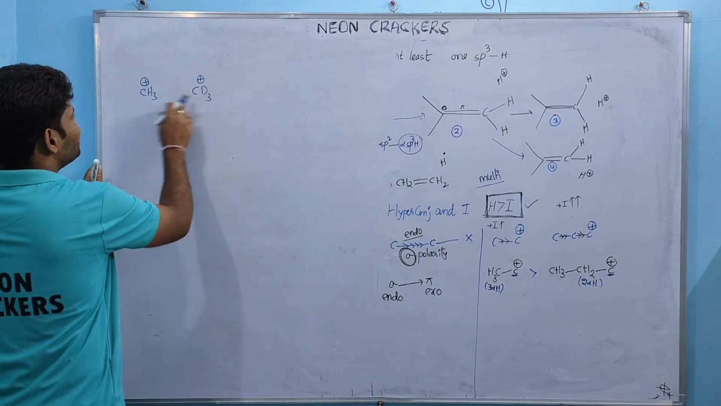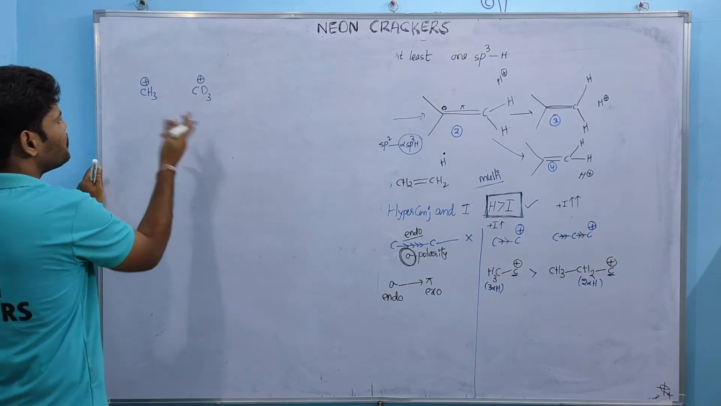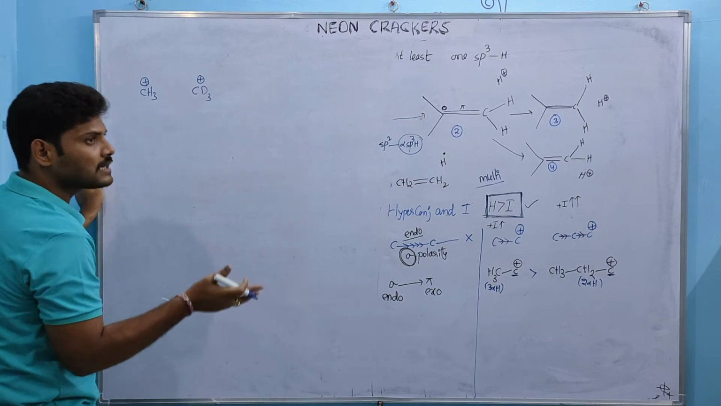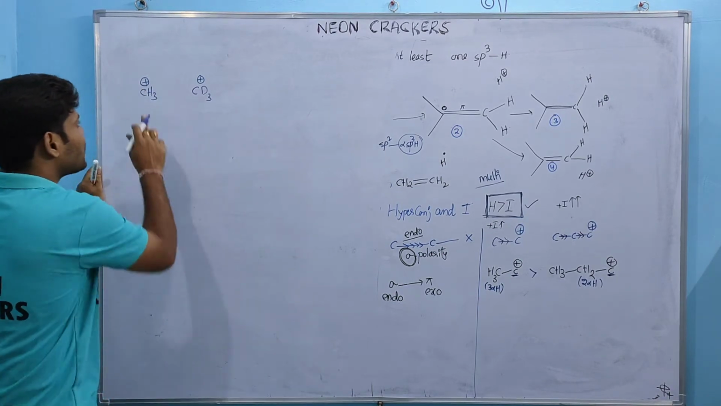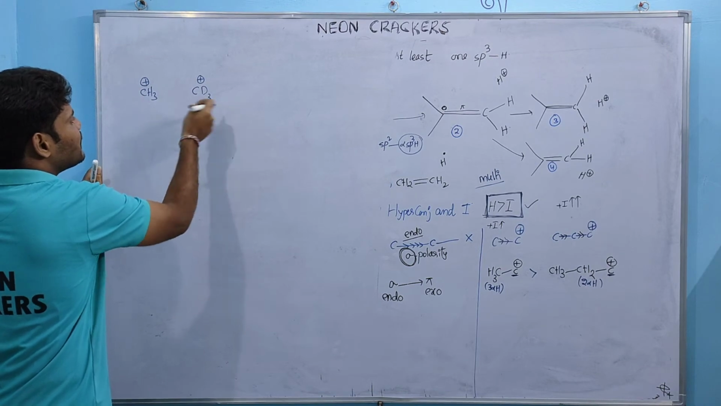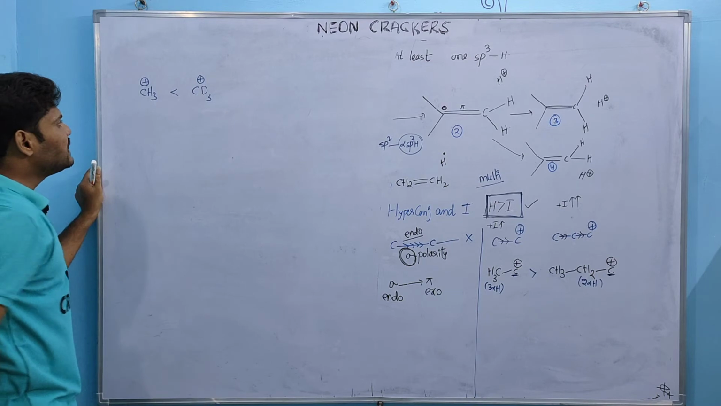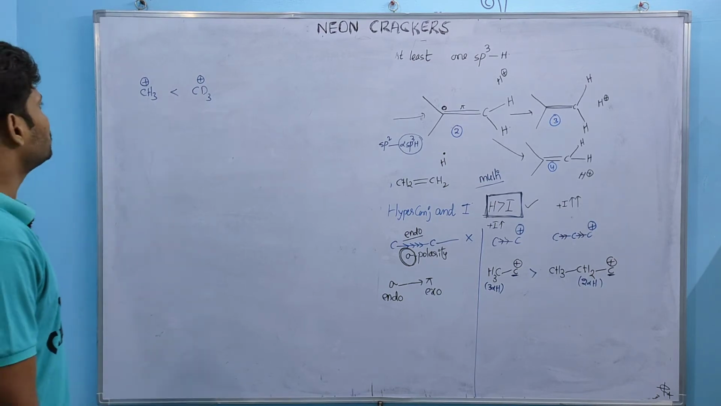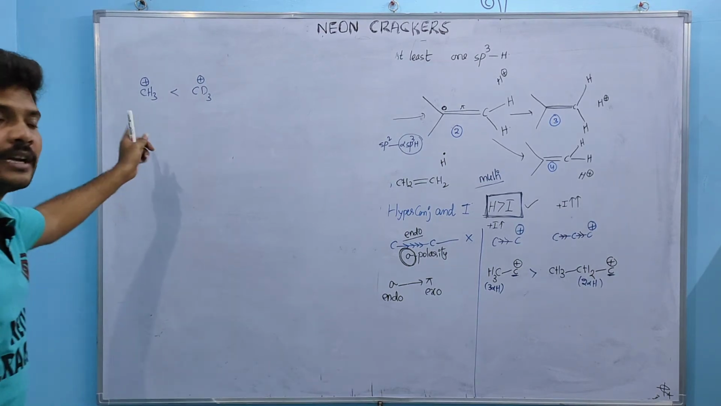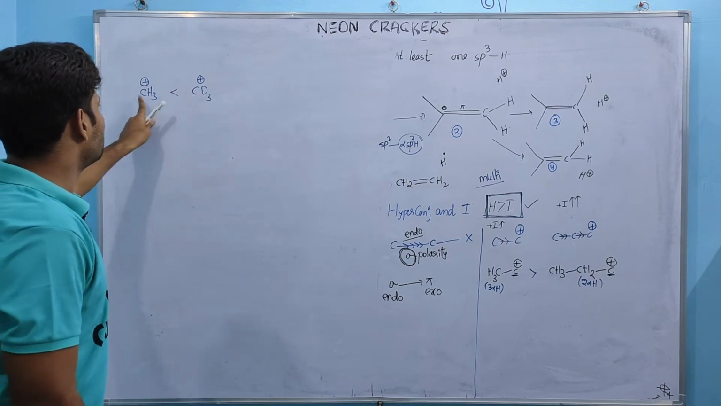Now what about CH3 plus and CD3 plus? We have only one effect of hydrogen and deuterium, that is plus I. According to plus I, which is the more electron donating group? D is the more electron donating group. That's why CD3 plus is more stable than CH3 plus. Is it clear? CD3 plus is more stable than CH3 plus.